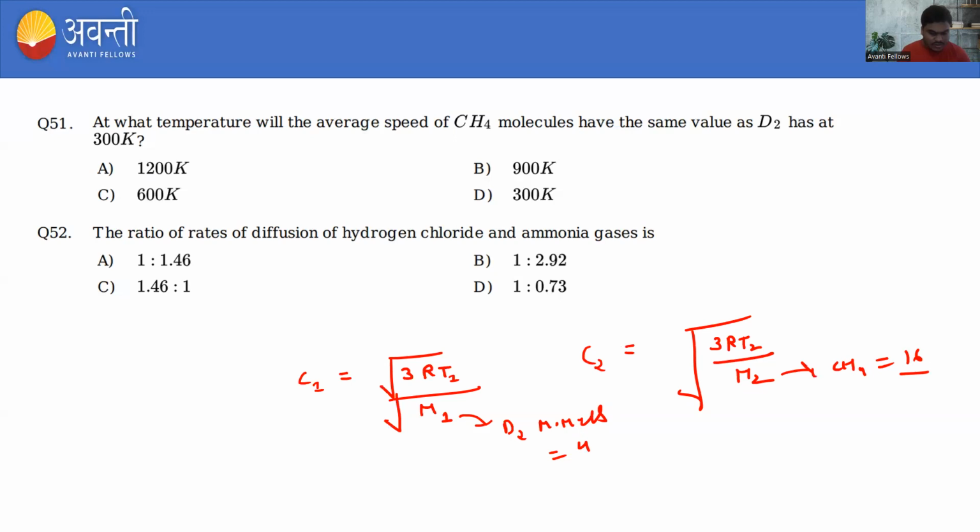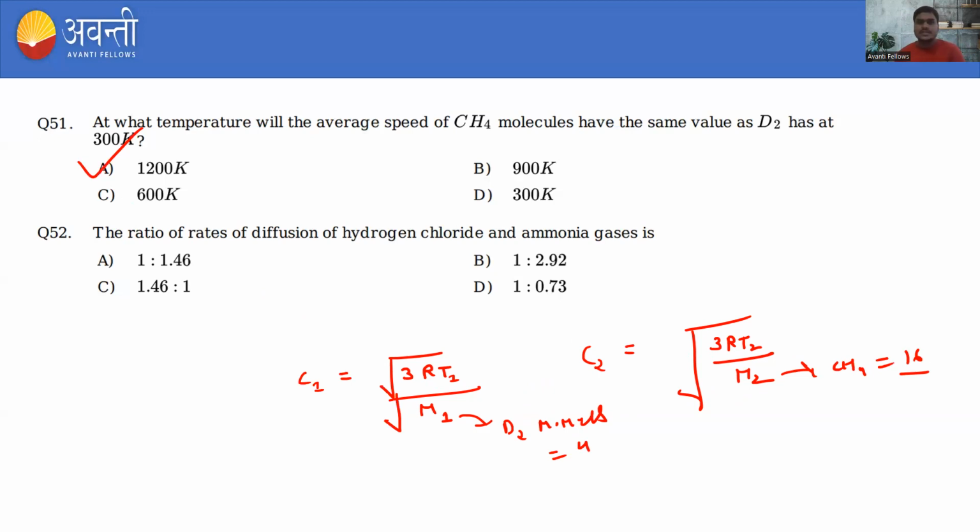And the temperature we all know. So just put the value. We know one temperature, that is 300 Kelvin. The 3R cancels, and with M1 and M2 known, just solve this and you'll get T2 as 1200 Kelvin. Right, so this is also a very, very simple question.